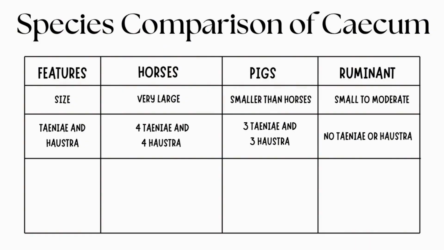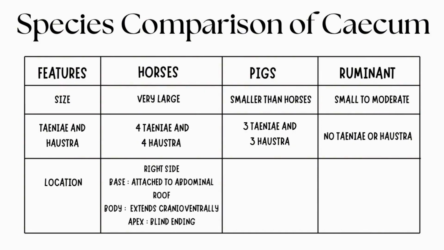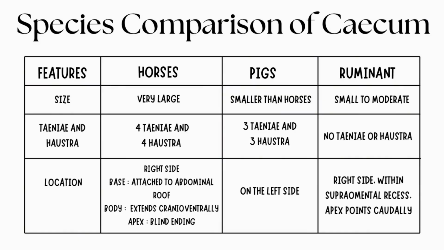Okay, the next one is the location. The horse's cecum is very large, so it has a base, body, and apex. The base is attached to the abdominal roof, while the body extends cranioventrally, and the apex is blind ending. The pig's cecum is on the left side. The cecum of ruminants is on the right side within the supraomental recess, and the apex points caudally.